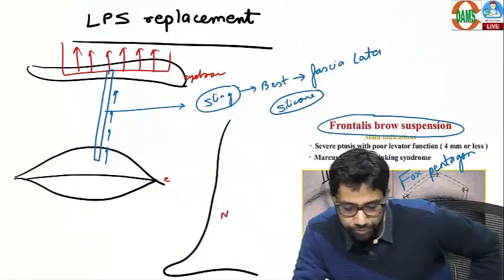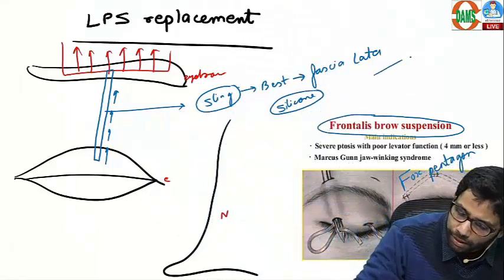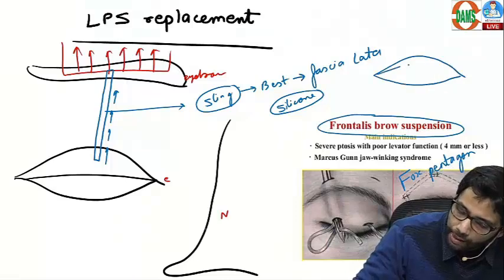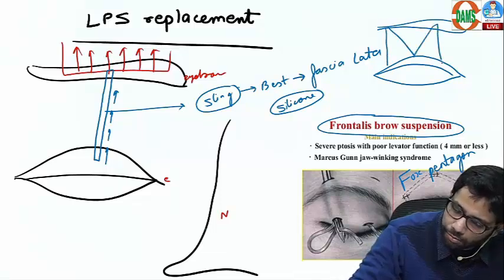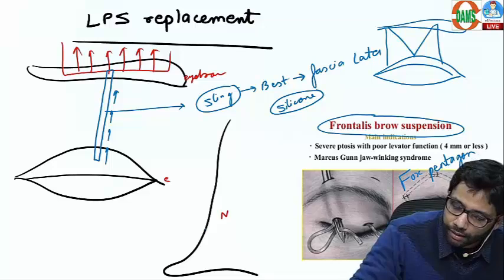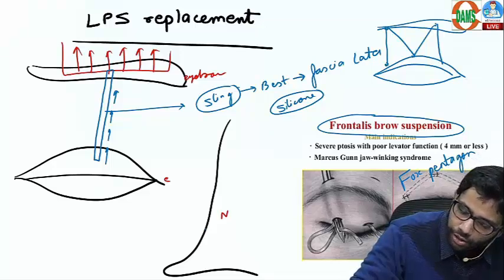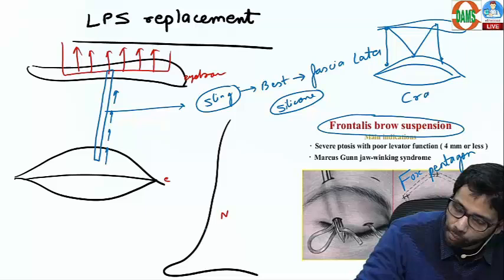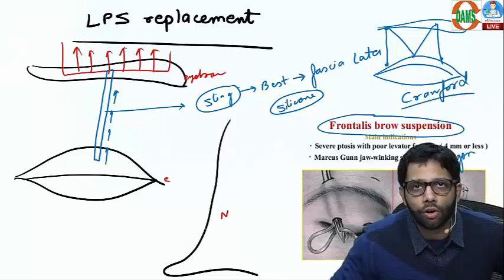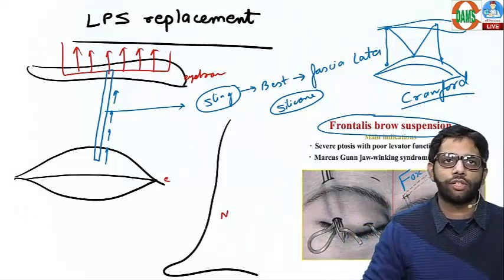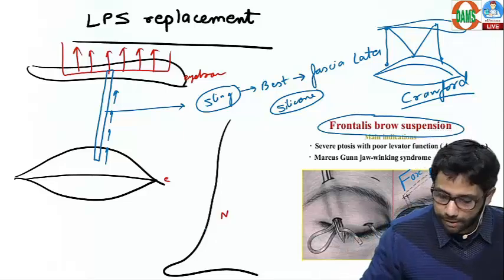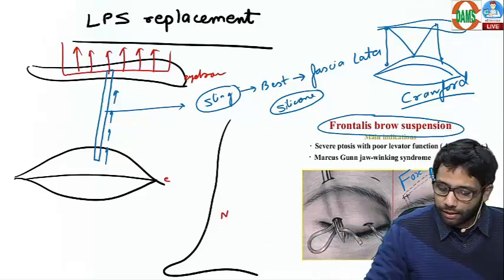There is another scientist who did a double triangle technique. There are many more modifications. This double triangle technique is the Crawford technique. So you can remember two names, the Fox pentagon and the Crawford modification. This is for severe ptosis with poor LPS action, replacement of the LPS. So mild, moderate and severe ptosis are treated like this.